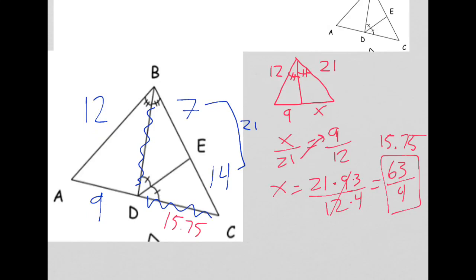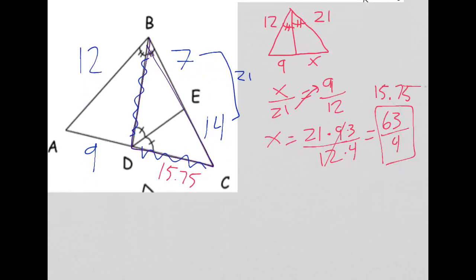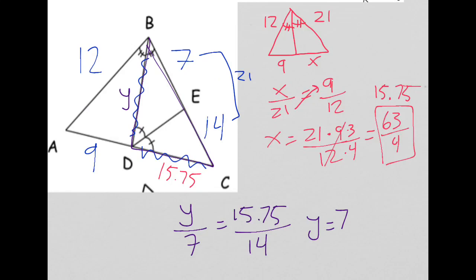And so we know that the length then of DC is 15.75. So now we need to use that and this triangle right there to figure out the length of DB. So now we're going to do the same exact idea, except let's label BD as Y, and now we can say that Y over 7 equals 15.75 over 14. And so we need to multiply by 7 on both sides to get Y equals 7 times 15.75 divided by 14.